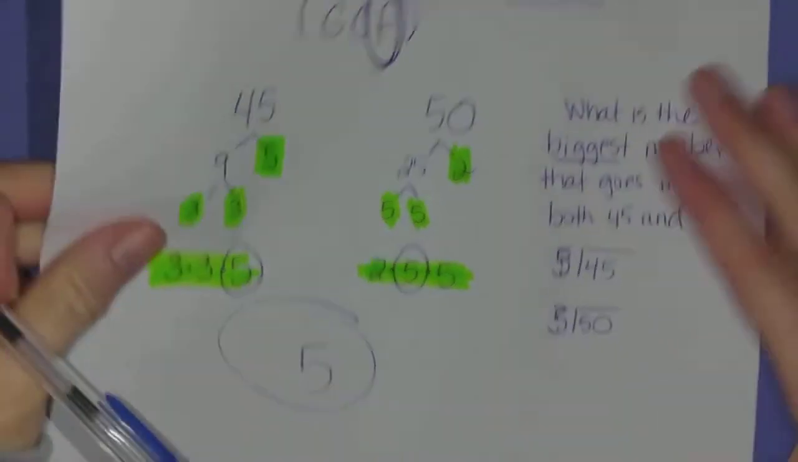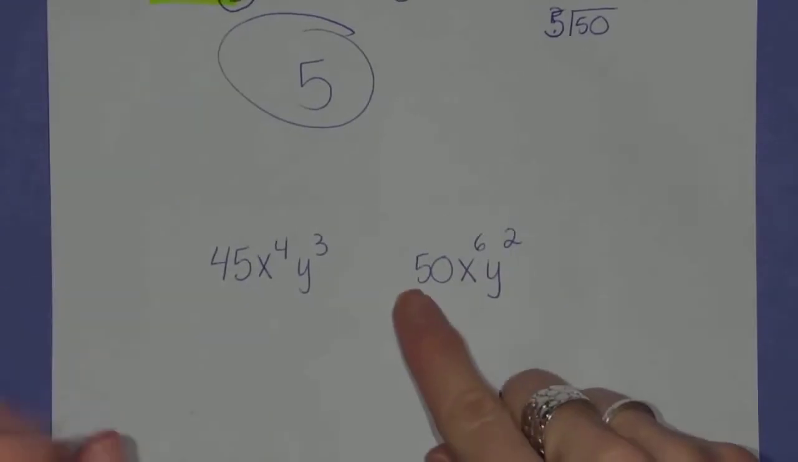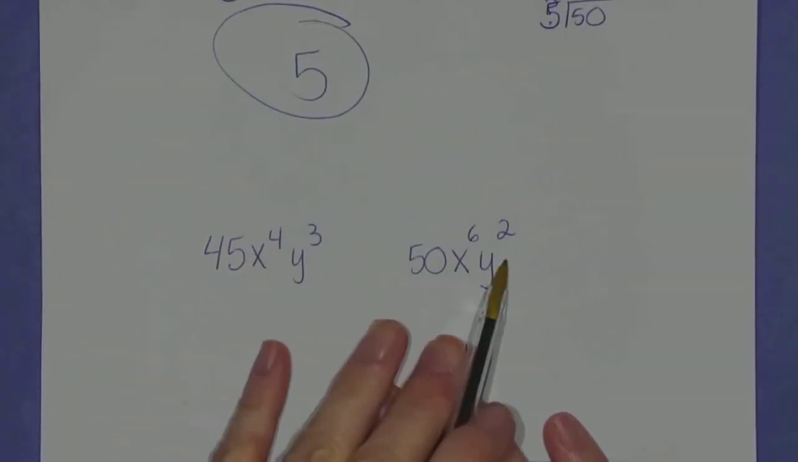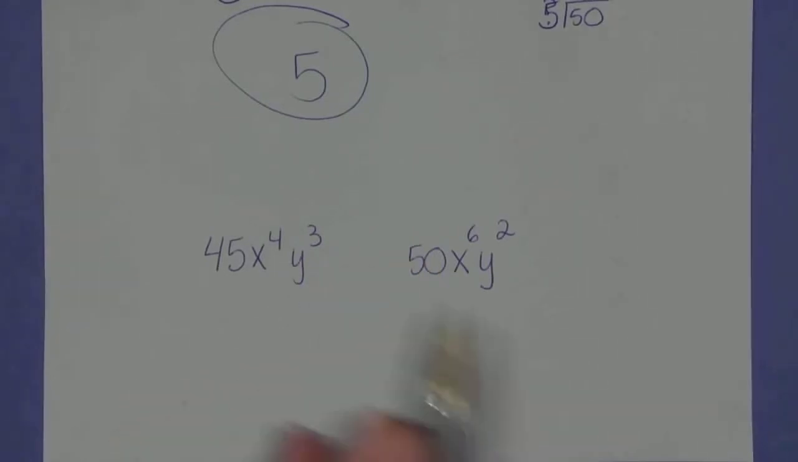Now let's go down and add some variables. Same two coefficients, 45 and 50, but now I have some variables. Well, it's no big deal. You just break it down to its factors and you do the same thing.